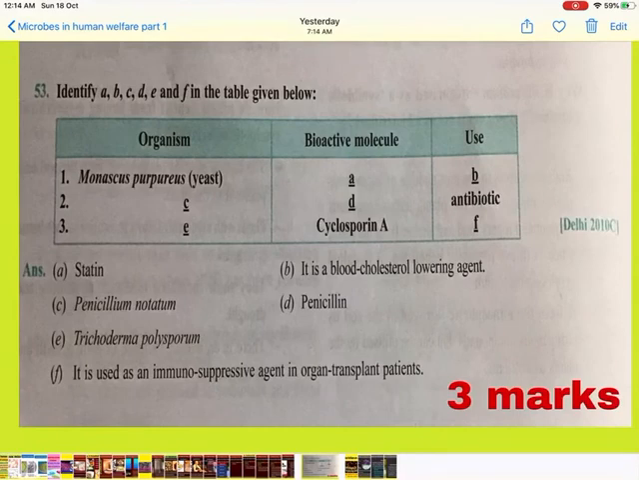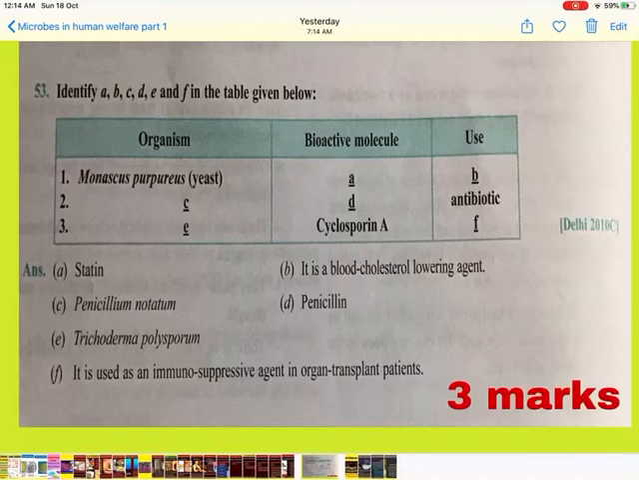So there is a question in front of you. There is a table. You have to identify A, B, C, D, E and F. And there are 3 columns. In first column organisms are there. In second column bioactive molecule is there. And in third column what is the use of it you have to write. So Monascus purpureus is the organism. बायोएक्टिव मॉलिक्यूल क्या बनता है इससे? स्टैटिन. यूज क्या है? It is used as a blood cholesterol lowering agent.